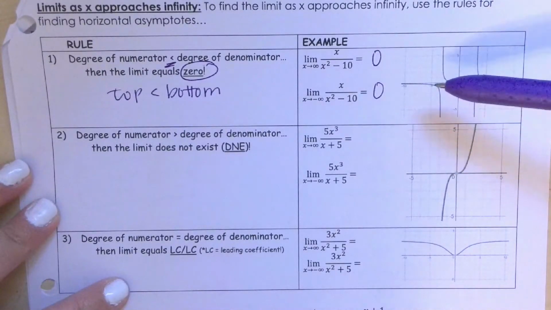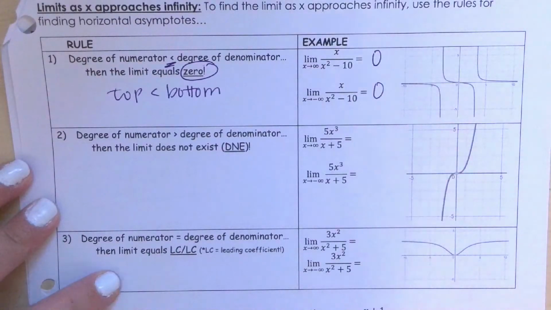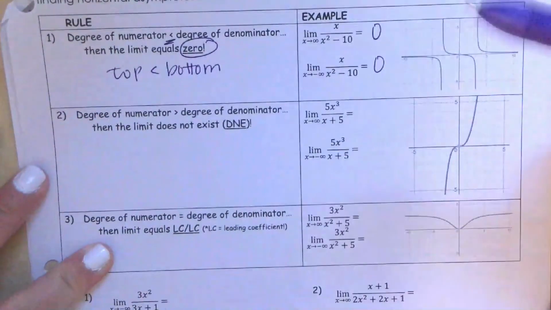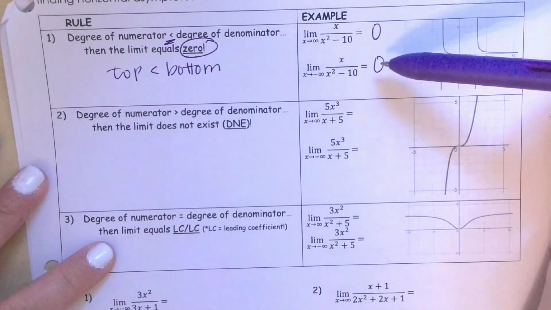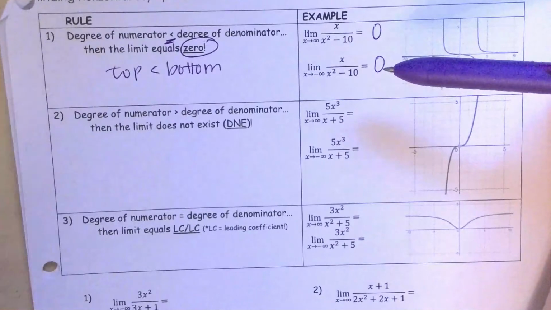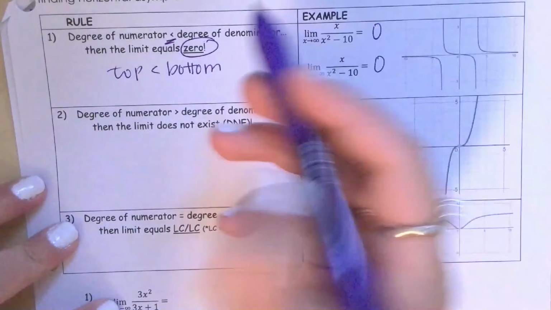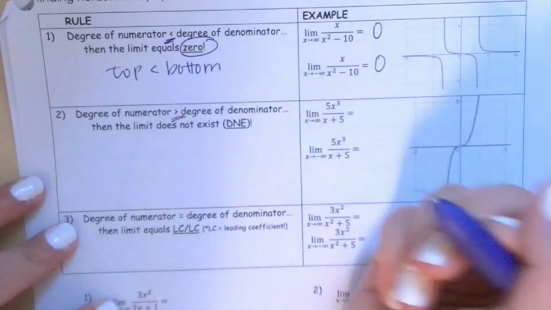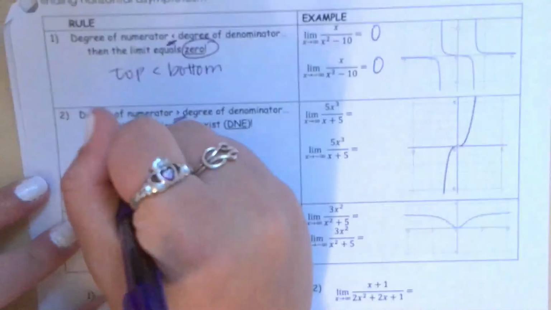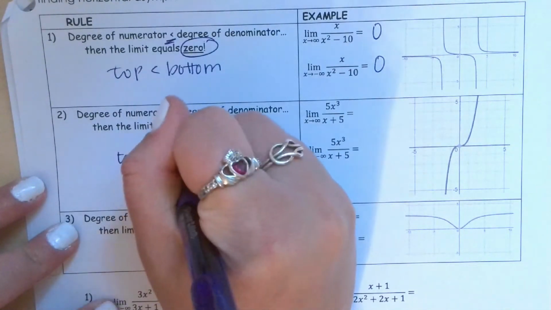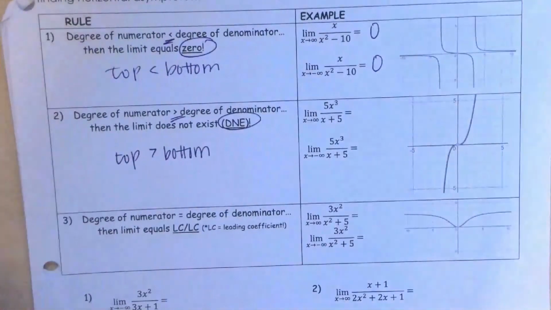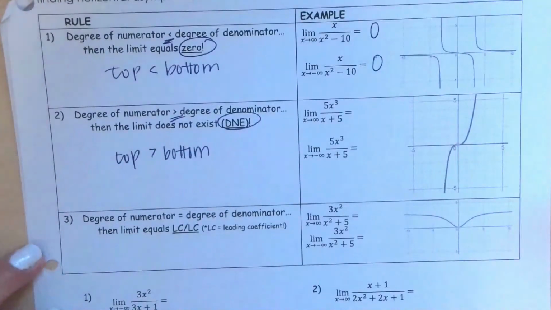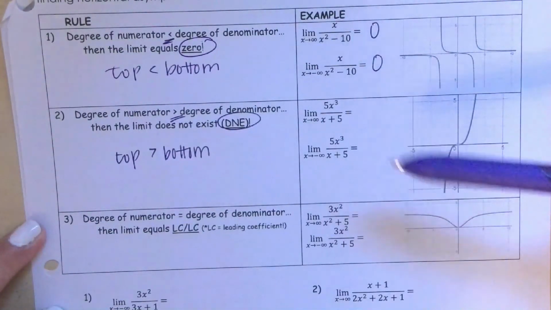As x goes towards negative infinity, it's going to get super close to 0, but not actually touch it. Okay, so if the degree of our top is less than the degree of the bottom, our limit equals 0. Now the second one: if the degree of the numerator is greater than the degree of the denominator, so if the top is greater than the bottom, our limit does not exist. Again, these are the same rules as our asymptotes.